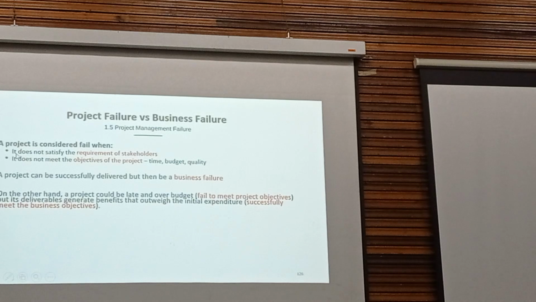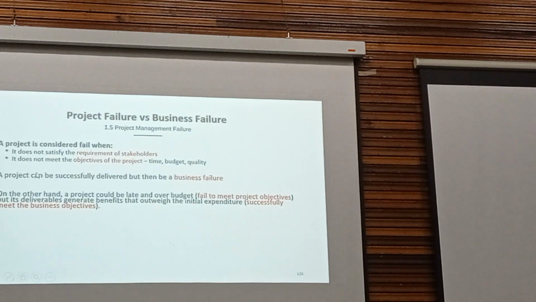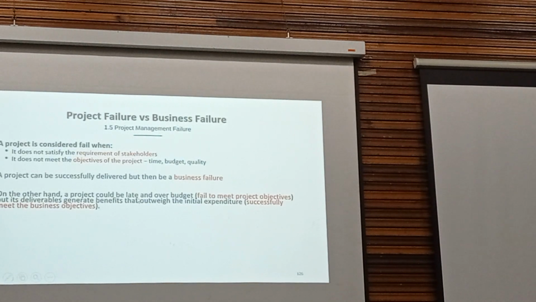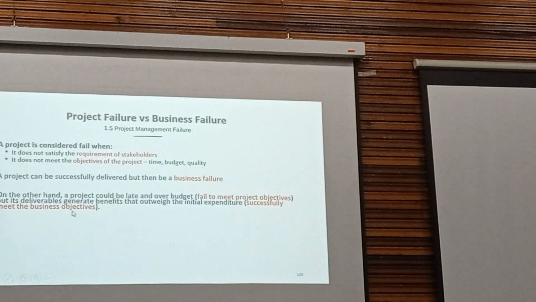So a project is considered failed when it does not satisfy the requirements of stakeholders. It does not meet the objectives of the project: time, budget, and quality requirements. A project can be successfully delivered but then be a business failure. On the other hand, a project could be late and over budget, but the deliverables generate benefits that outweigh the initial expenditure.